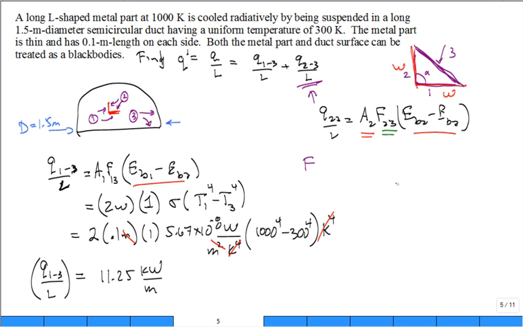Let me do this. Get rid of calling it surface 1 there and just call this 2. 2 is this plus that. Does that make sense? 2 is the whole interior shape. Let's use reciprocity. The area of 2 times the view factor from 2 to 3 is equal to the area of 3 times the view factor 3 back to 1.